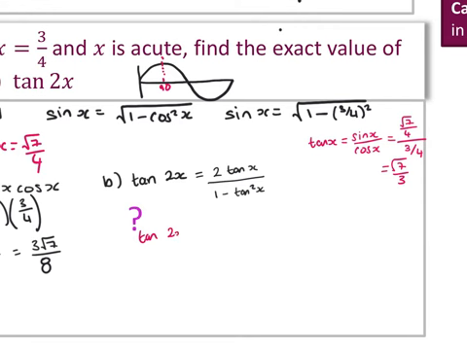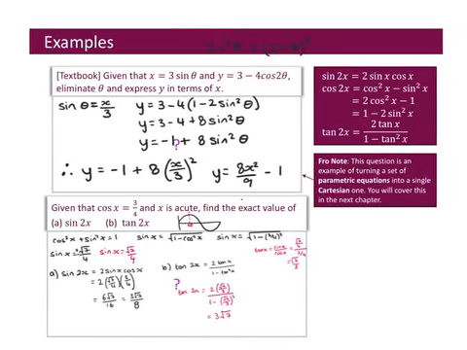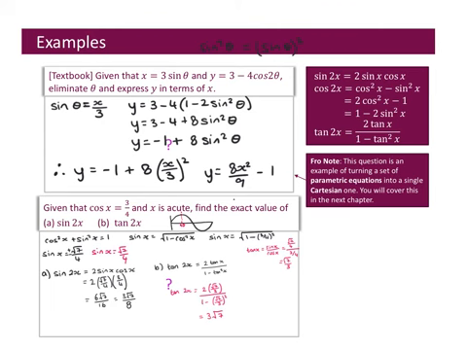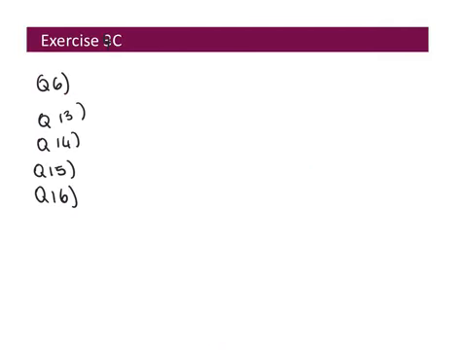So tan 2x is going to equal 2 lots of tan x, which we know is root 7 over 3. 2 lots of root 7 over 3 over 1 minus tan squared x, which is root 7 over 3, all squared. I'm going to substitute that into my calculator, and I'm going to get 3 root 7. So nice and easy, and that is a few more examples on how we solve equations. Sorry, we're not solving equations. How we write equations using the double angle formula. So, exercise 4C. Please can you do questions 6, 13, 14, 15 and 16.